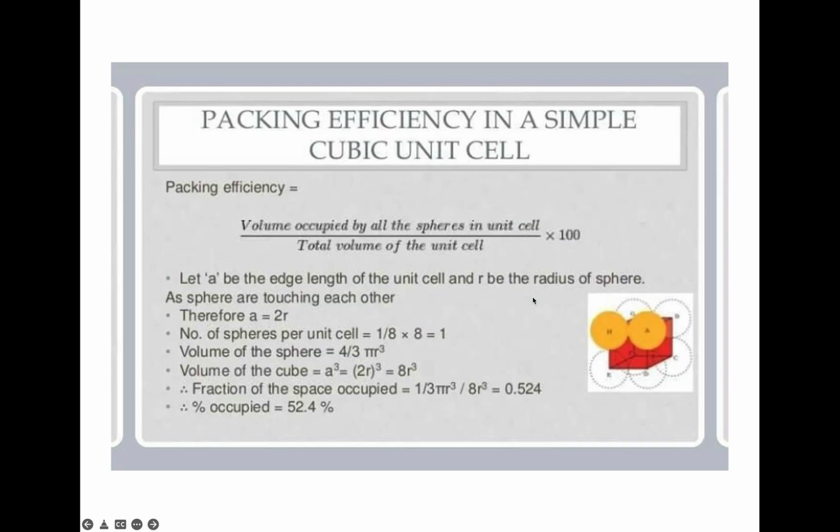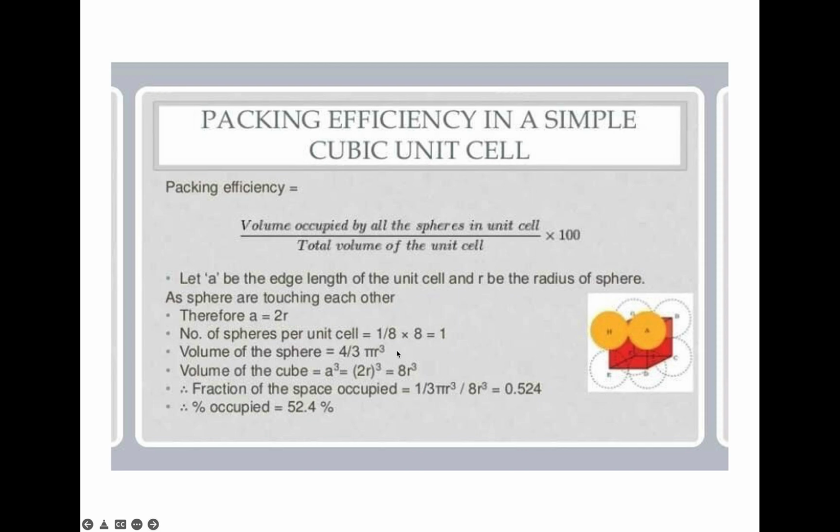Okay, now next is packing efficiency in simple cubic unit cell. So, packing efficiency has a formula: volume occupied by all the spheres in unit cell divided by total volume of the unit cell into 100. So, let a be the edge of the unit cell and r is the radius of the sphere. As the spheres are touching each other, a is equal to 2r, 2 times the radius.